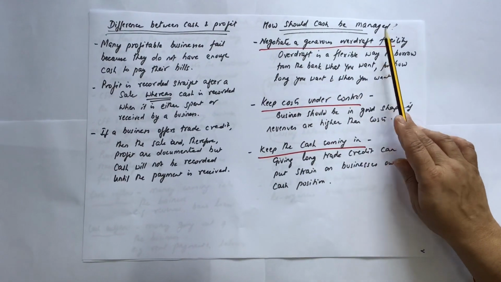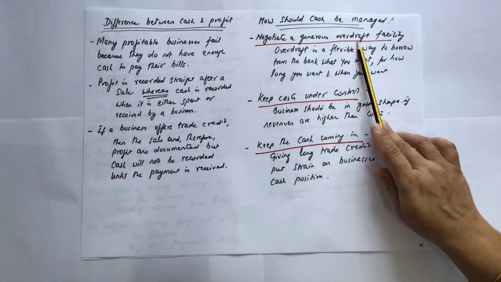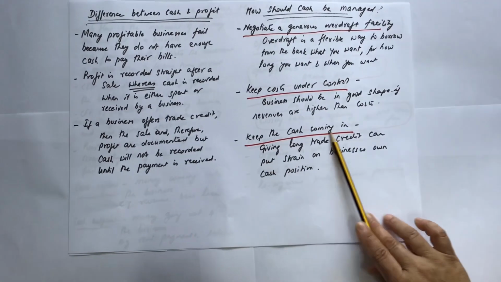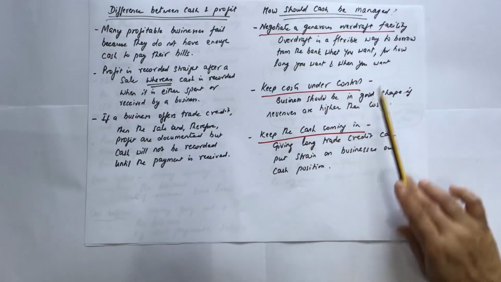How should cash be managed? So these are the 3 ways. Overdraft: negotiate a generous overdraft facility, keep costs under control, keep the cash coming in. So that's the way to manage your cash.